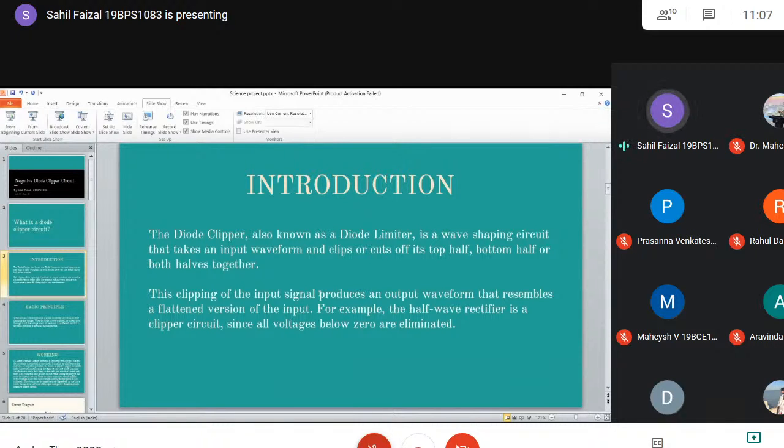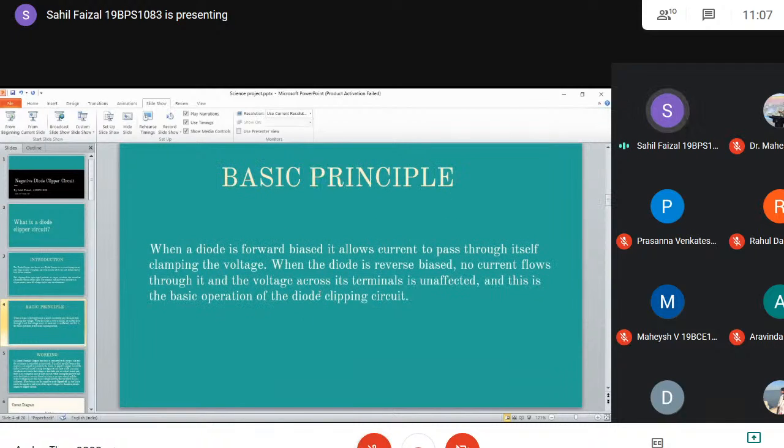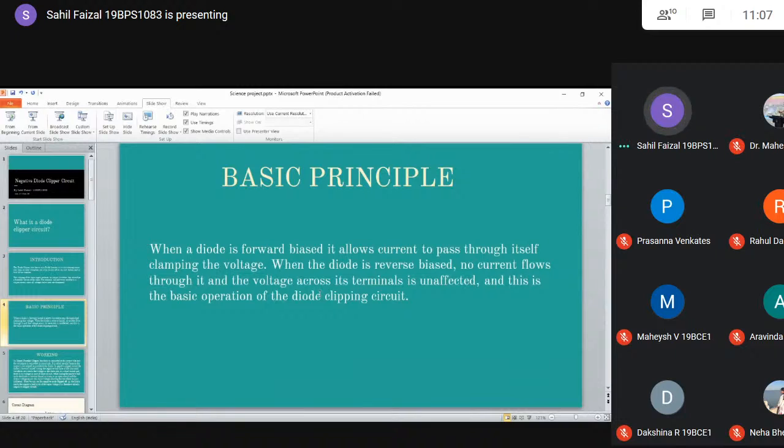Now, what's the basic principle behind the working? When a diode is forward biased, it allows current to pass through itself, clamping or clipping the voltage. When the diode is reverse biased, no current flows through it, and the voltage across its terminals is unaffected. This is the basic operation of the diode clipping circuit.